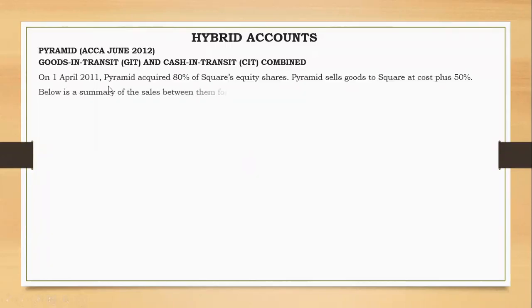We are told that on 1st April 2011, Pyramid acquires 80% of Square's equity shares. That means Pyramid is a parent and Square is a subsidiary, right? Because Pyramid has more than 50%. Then Pyramid sells goods to Square at cost plus 50%. So this is just a markup on cost of 50%. And below is a summary of the sales between them for the year ended 31st March 2012, and the balances at 31st March 2012.